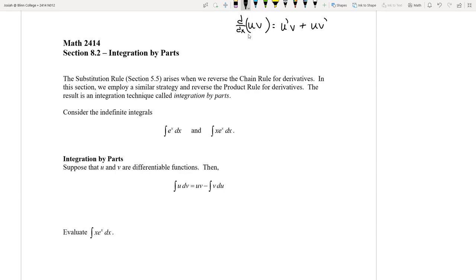And so, just like with the substitution rule, we'll go ahead and see what happens if we try to integrate this. If we integrate the left side, the derivative and the integral will cancel. And so on the right side, we'll end up with an integral involving a sum here. And we can actually split this integral up over a sum, and we'll end up with two different integrals here.